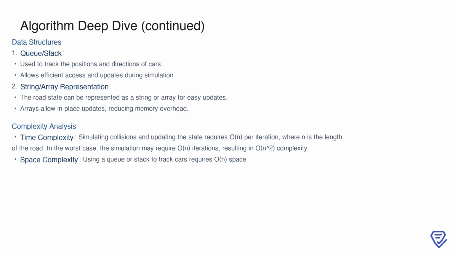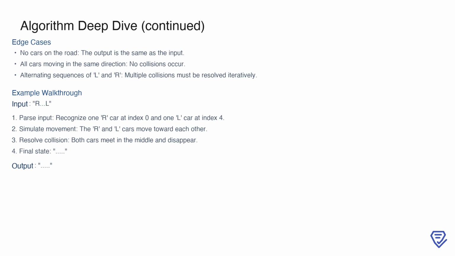When solving this problem, it's important to consider several edge cases. For instance, if there are no cars on the road, the output will simply be the same as the input. Similarly, if all cars are moving in the same direction, no collisions occur, and the road remains unchanged. On the other hand, alternating sequences of L and R cars require careful handling, as multiple collisions may need to be resolved iteratively.